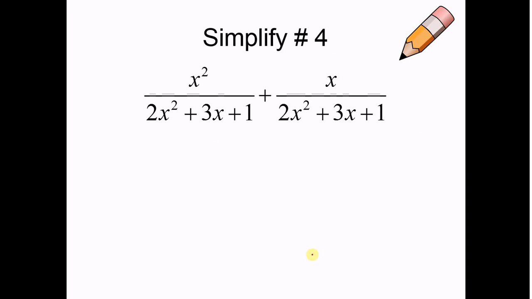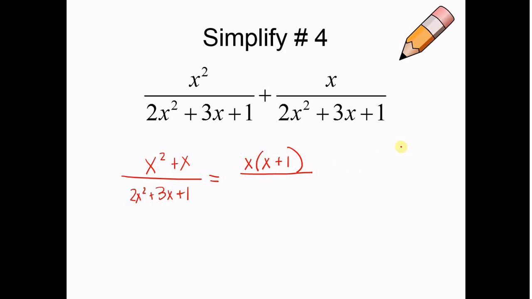Last problem of this video. So I have x squared over 2x squared plus 3x plus 1, plus x over 2x squared plus 3x plus 1. So, very first thing I need to do, let's add the numerators. x squared plus x over 2x squared plus 3x plus 1. Okay, looks like I can factor some stuff here. Let's take an x out of the top. Left with x times x plus 1 over, right? I need to factor this.